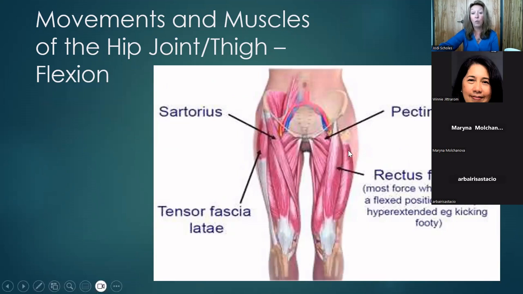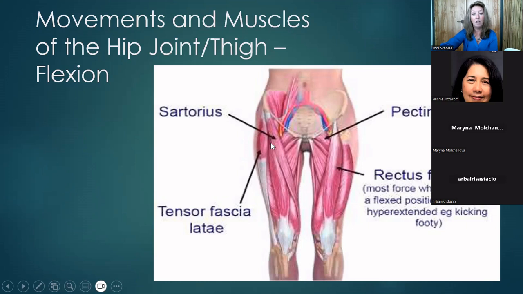Let's take a look. Rectus femoris. So femoris, femur, the long bone of the leg, the long bone in the upper leg is called the femur. Rectus femoris, also involved in that flexion of the hip, secondary.